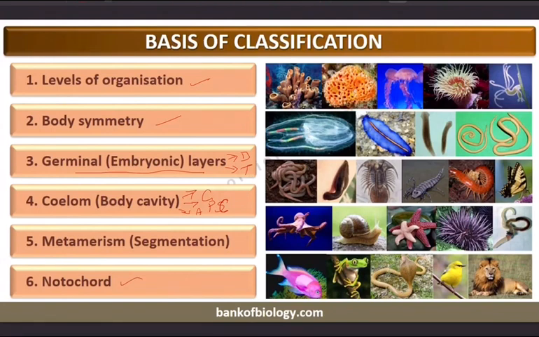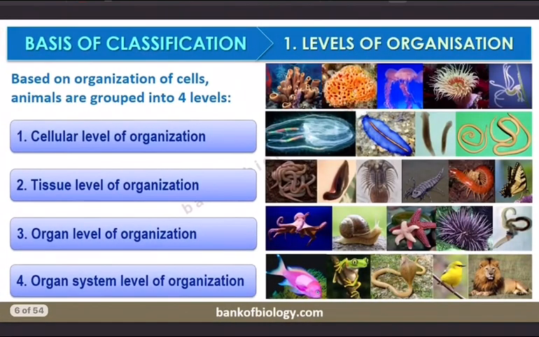Animals with notochord are called chordates like us, and animals without notochord are called non-chordates, like Porifera to Echinodermata animals. So presence or absence of notochord will decide where to place the animals. So we go to the levels of organization.